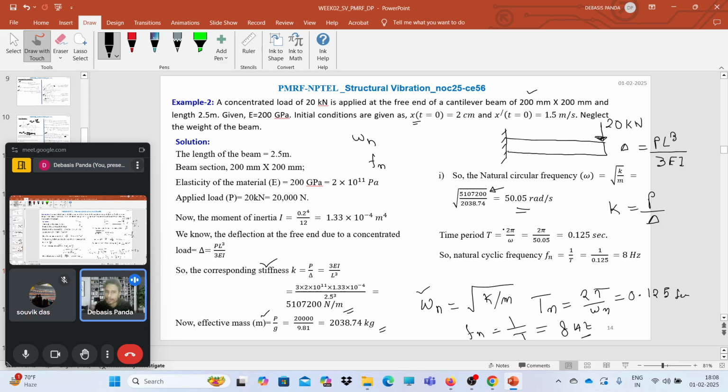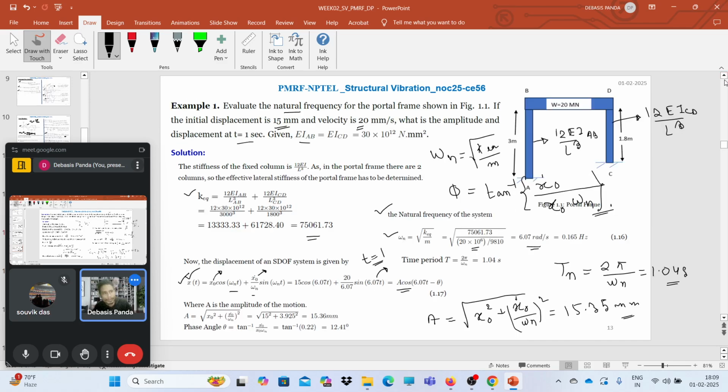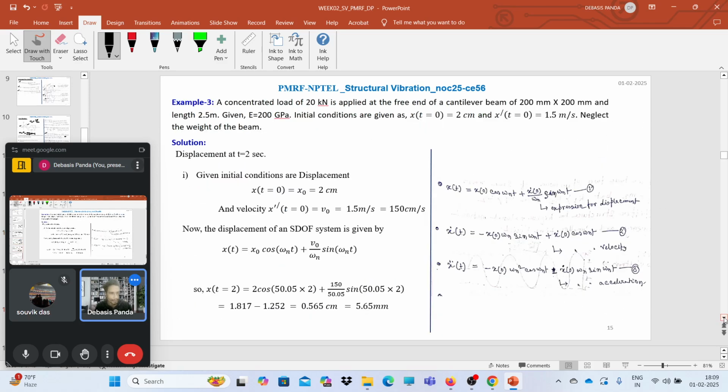Now for this system, if asked to find the displacement at t equals 1, what do you need to do? Again, you need to use the displacement equation: x(t) is equal to x naught cos omega n t plus x dot naught by omega n sin omega n t, right? You put all these values in the equation and you will find the displacement response at any time, say 1, 2, 3, 4 seconds. Also, at t equals 2 seconds, you need to calculate the displacement.